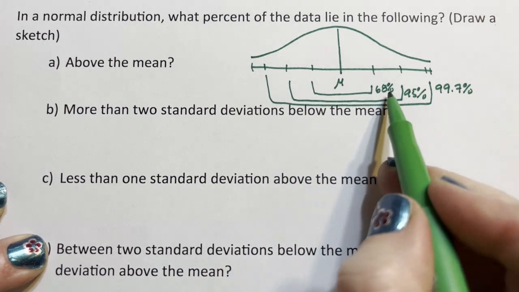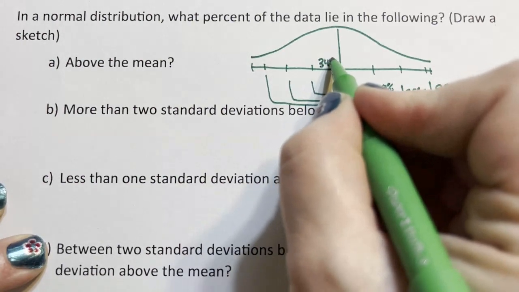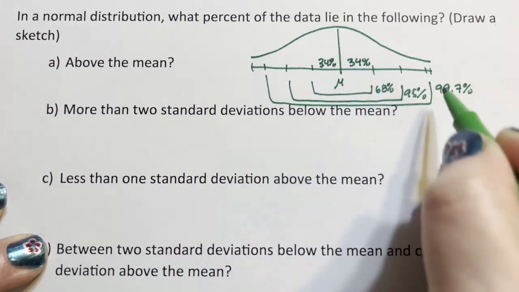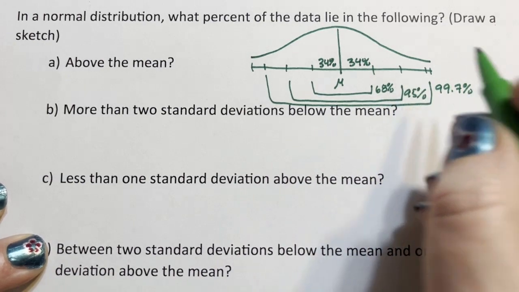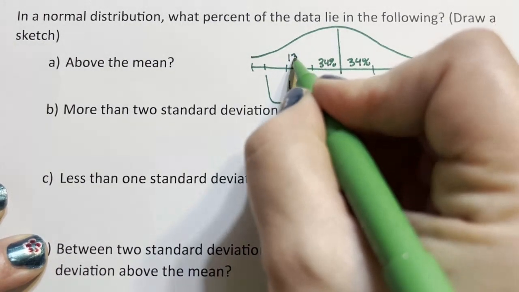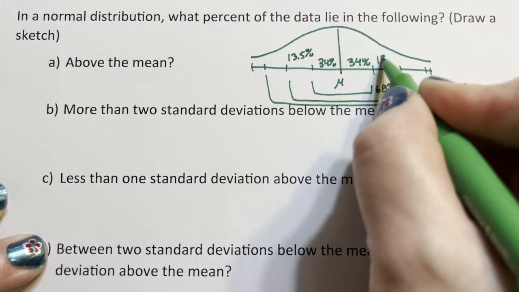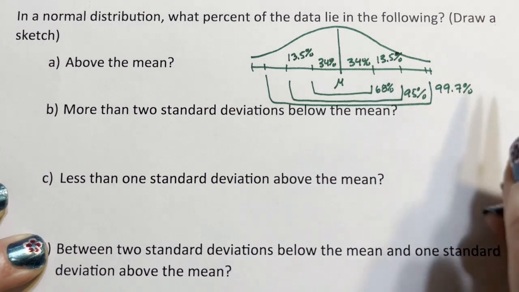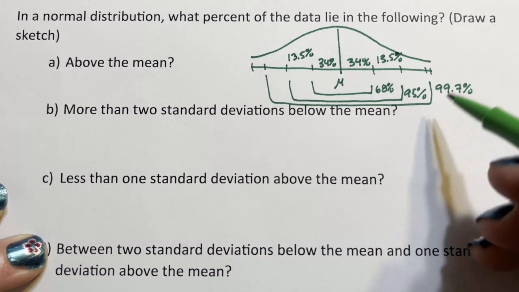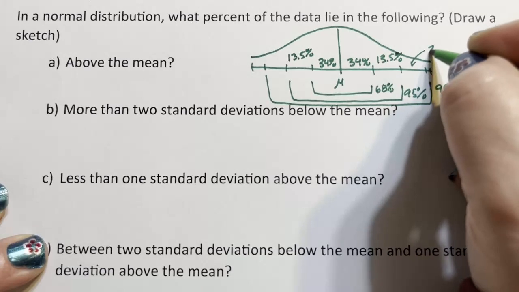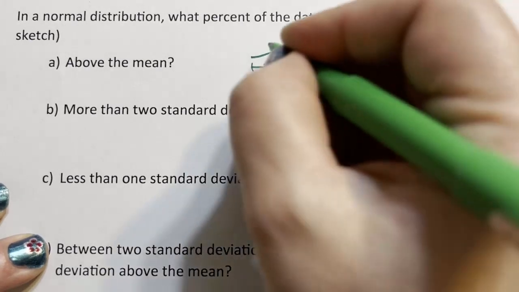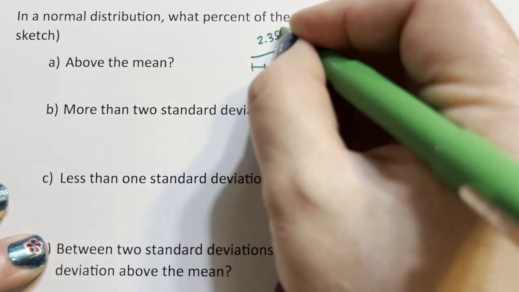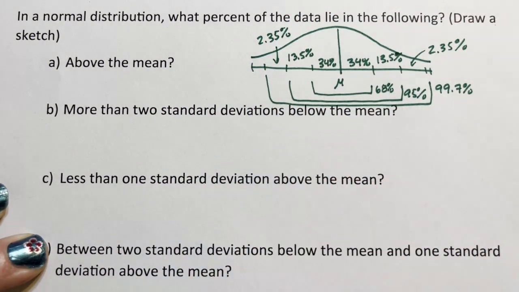Well, if we break 68 in half, we get 34 and 34. If we take 95, subtract 68, divide it in half, we end up with 13.5% here and 13.5% here. If we take 99.7, subtract 95, divide it in half, right here we end up with 2.35%, and right here with 2.35%. So this is a way to help understand what percent of the data falls in each of the standard deviations from the mean.